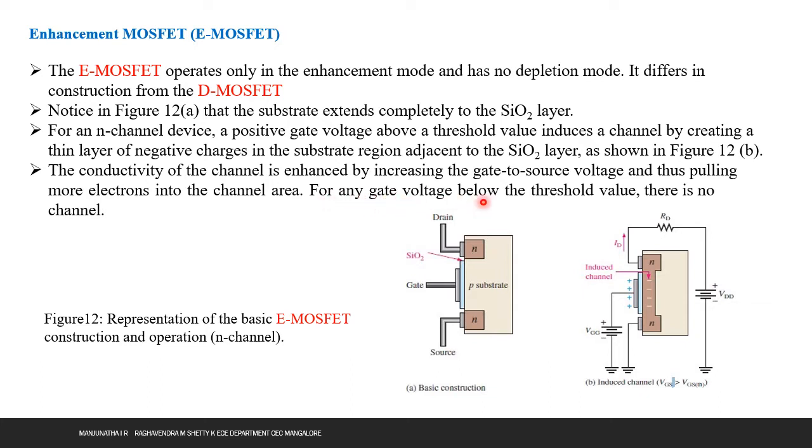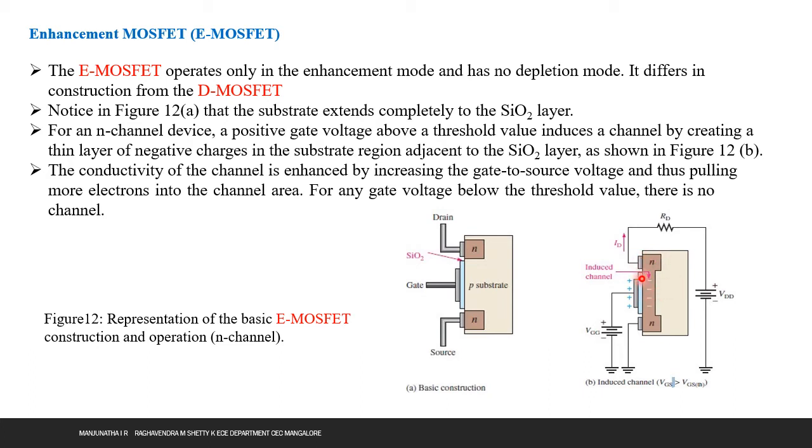For any gate voltage below the threshold value, there is no channel. Okay, so there is a threshold here. So below the threshold value, there is no accumulation of positive charges. Still, we can observe some positive charges will be accumulated here, but the attraction is very less. So there is no creation of this channel.